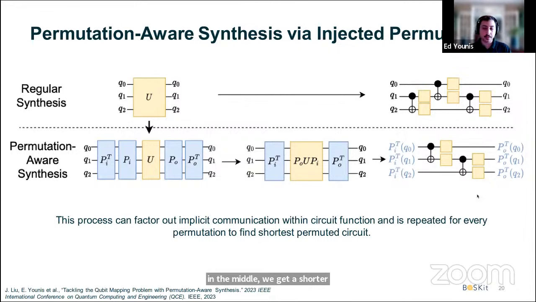We repeat this process for different permutations. We find the shortest one. Permutation-aware synthesis. Are there any questions on this?